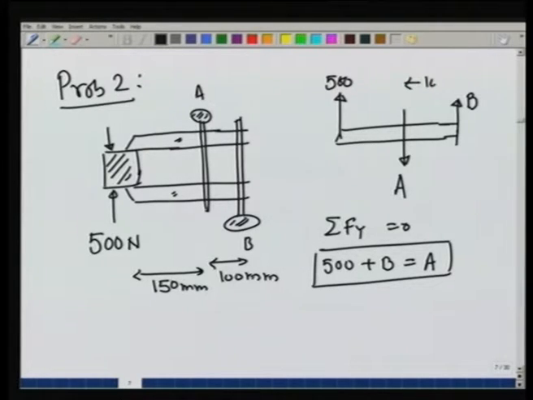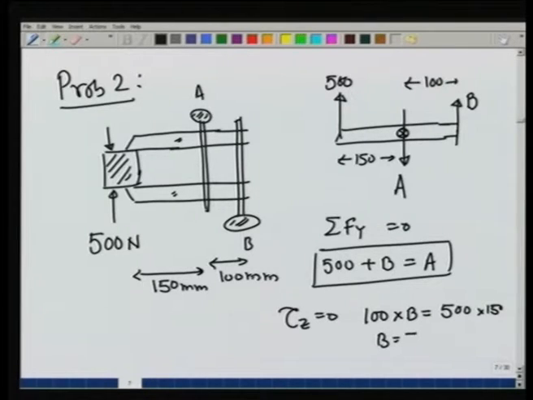This distance is 100 millimeters and this is 150 millimeters. Let me now balance torque about the point in the middle where the A screw is. So, tau z is equal to 0 gives me 100 times B is equal to 500 times 150, or B equals 750 newtons, and this implies A is equal to 1250 newtons. That is the other problem.